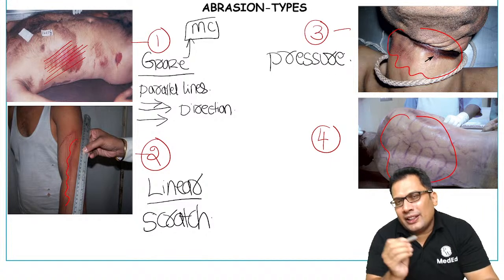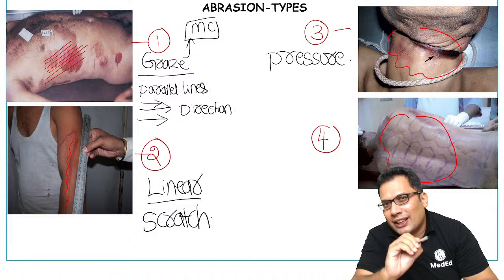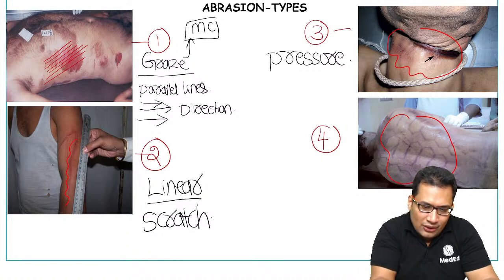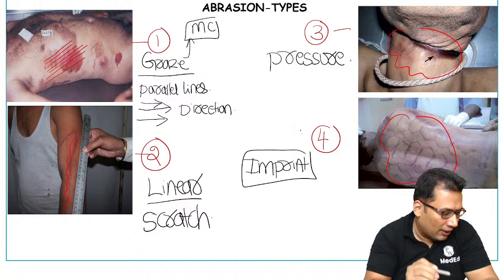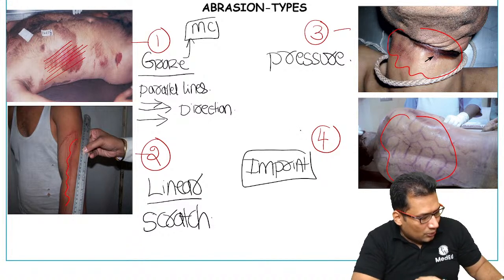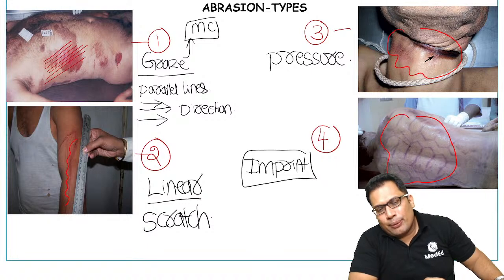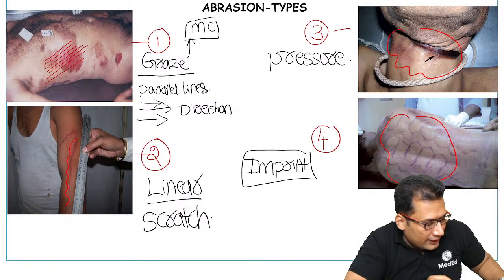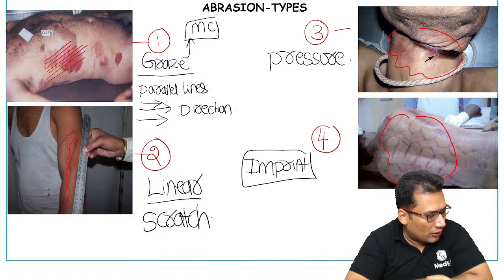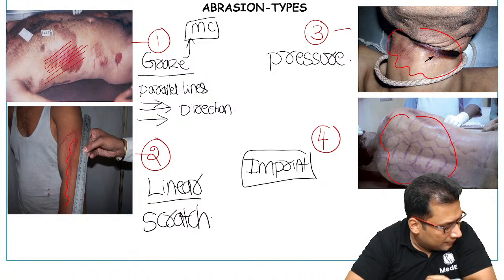The 4th one, you can see the imprint of the weapon causing it. It looks like a tire mark. So it is imprint abrasion. So pattern abrasion can be of 2 types, pressure and imprint, guys. Have you understood the types of abrasion?